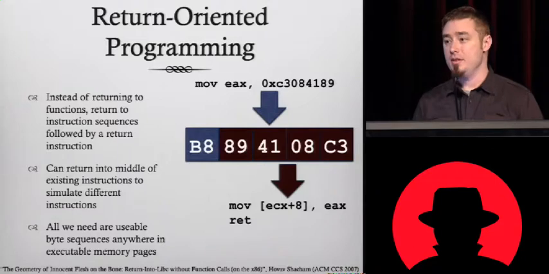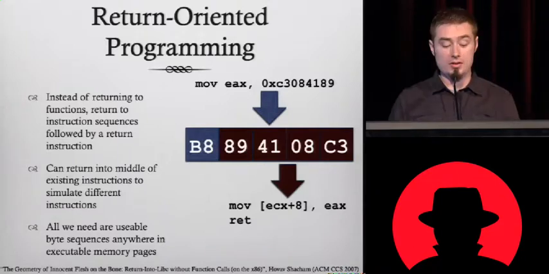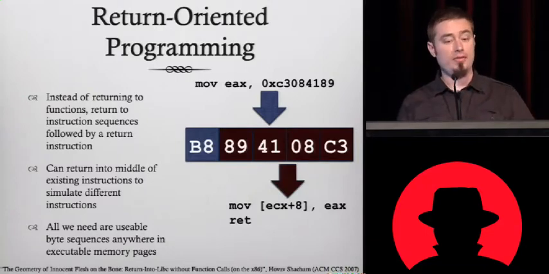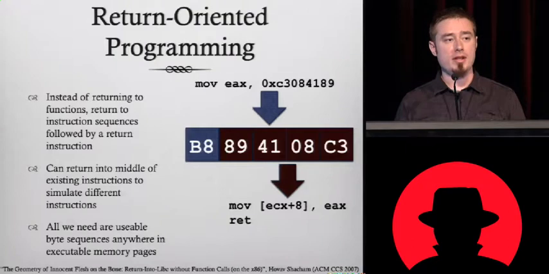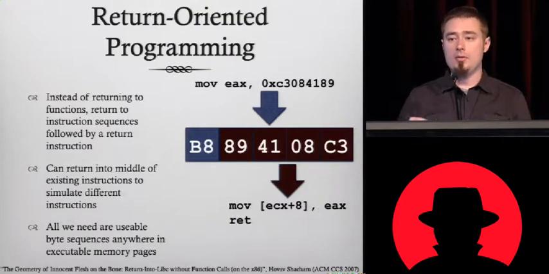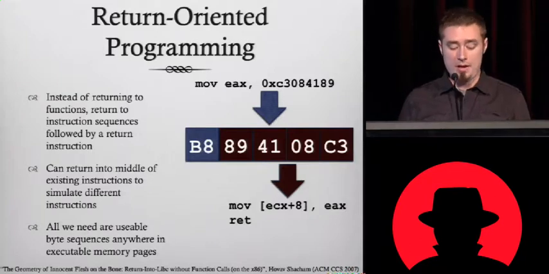Return-oriented programming is the name given to a technique that was published by Hovav Shacham in 2007. And the main idea here was, instead of returning to the top of a function, let's return to random bytes in the text segment, just out of sequence. And what we'll find is that because x86 allows unaligned instructions, there are many unintended instruction sequences in legitimate instructions.